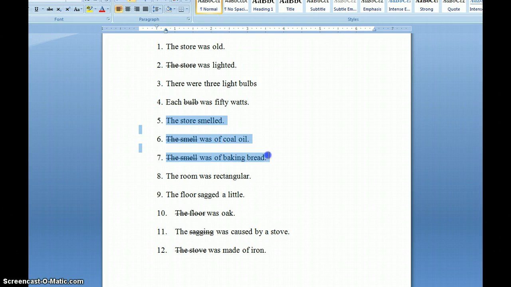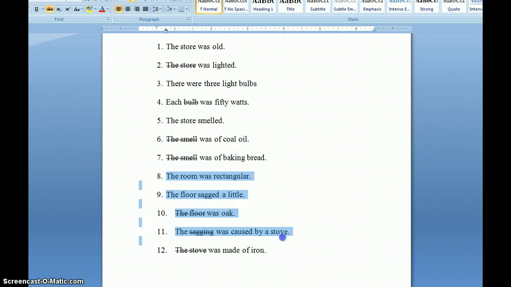The next 3 sentences all talk about the smell in the store. Again, we can combine this information to cut it down even smaller. So see what you can do with that. And finally, we have the rest of the sentences. So it all talks about the appearance of the room and the floor and this stove. So see what you can do to combine this information into as little space as possible.